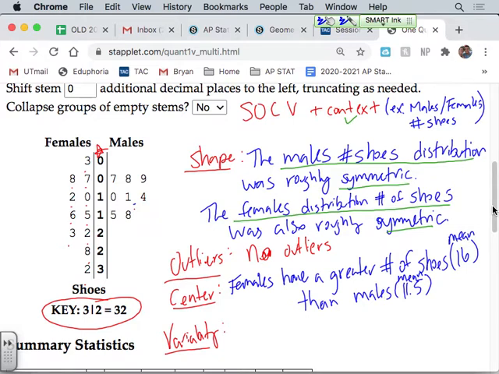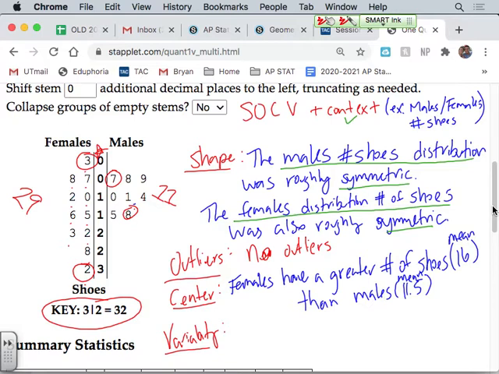Alright, so I took care of the shape. The shapes are the same. There's no outliers. The females have a bigger number of shoes, and the spread. So what's my female range? It's 32, what did we say, it was 29. And then the males are 11? Is that right? 7 to 18? I think that's right. So the males have a range of 11 because it's 18 to 7. The females have a range of 32 to 3, which is 29.